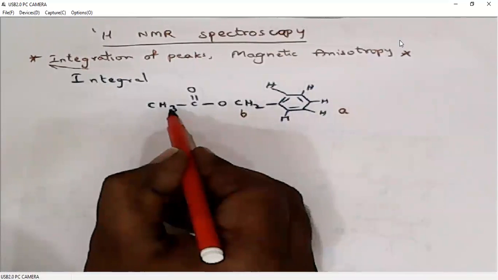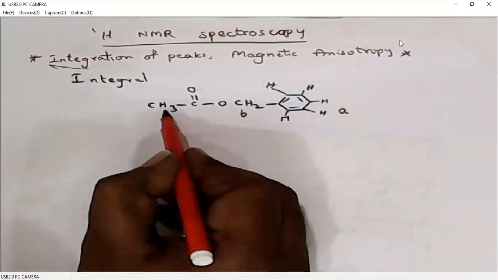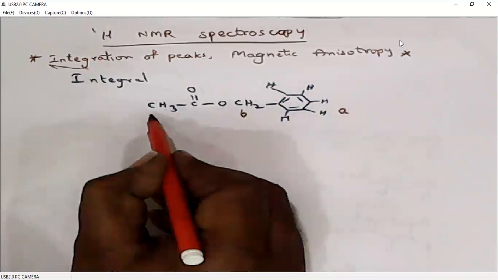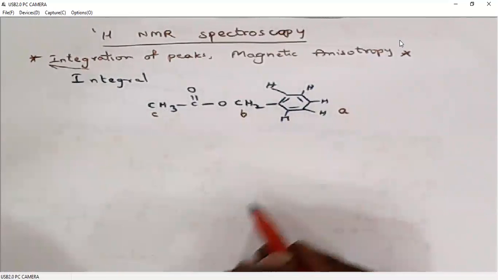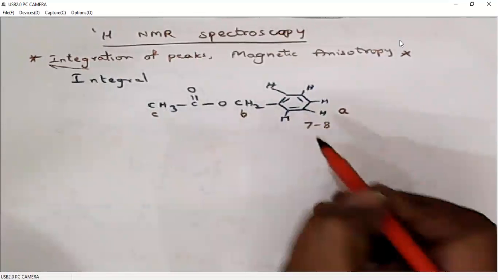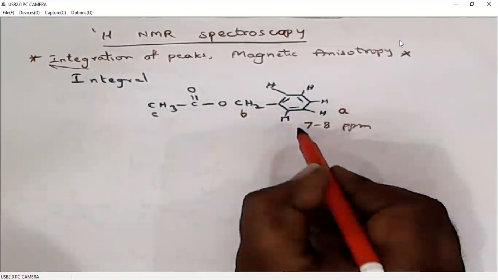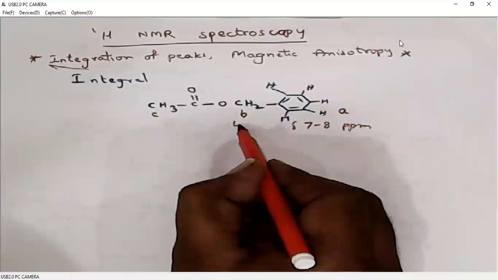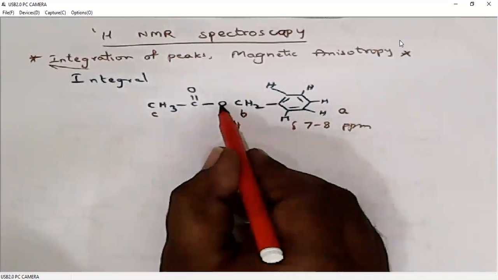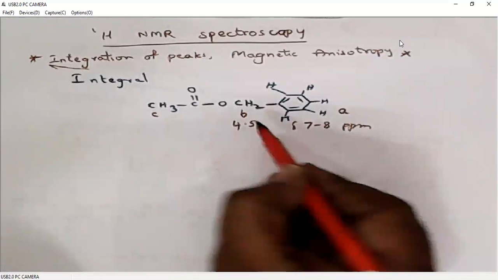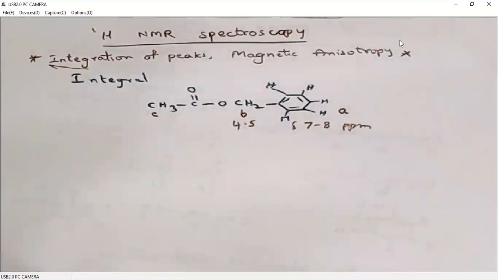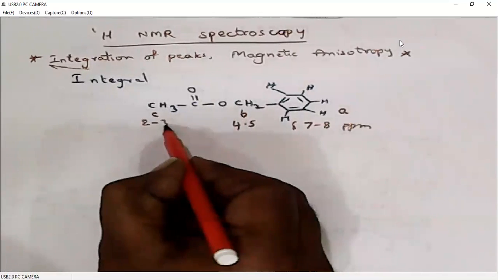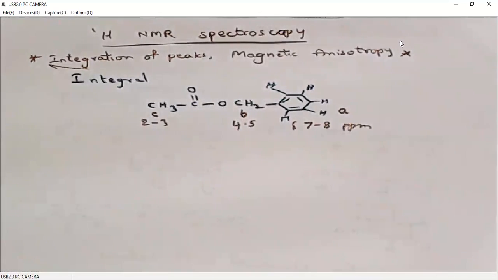And these protons are on a carbon attached to the carbonyl carbon, so it is C. Generally the aromatic protons give a peak from 7 to 8 ppm, and this one gives a peak around 4. Since it is both benzylic as well as attached to oxygen, it may increase by 0.5 or something like that. Of course, allylic protons, we have seen, will be between 2 to 3 ppm.